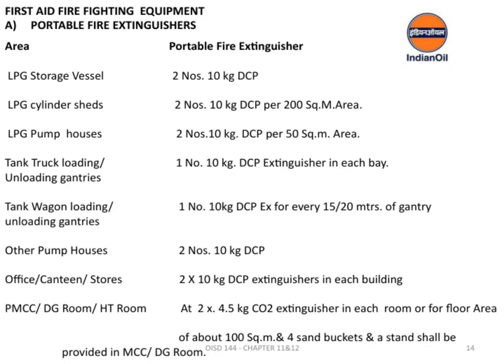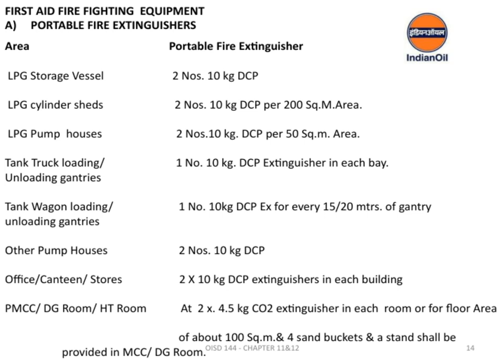Let's go through the details of the portable fire extinguishers as outlined in OISD 144, Chapters 11 and 12. Starting with the LPG storage vessels, there should be 2 10 kg DCP extinguishers available nearby to quickly respond in case of a fire. Next, the LPG cylinder sheds require 2 10 kg DCP extinguishers for every 200 square meters of area. This ensures adequate coverage and safety in those zones.